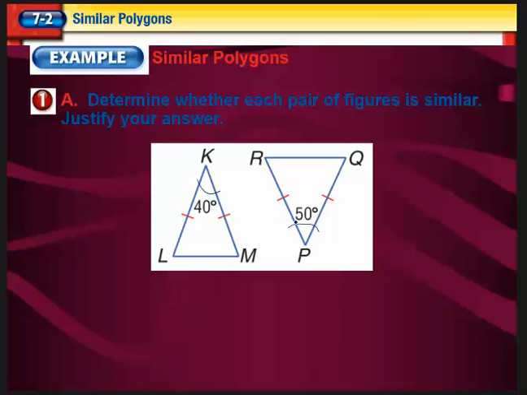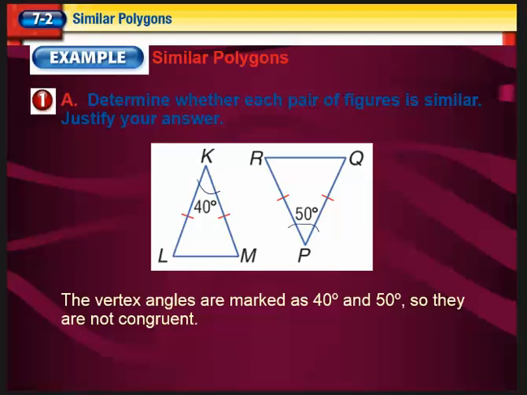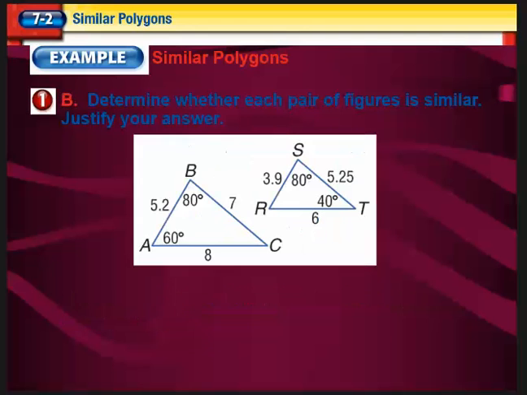Are they congruent? No. So right there I can stop and say no, they're not similar because my vertex angles are different. You should have recognized that these are isosceles triangles and that these two marked angles were the vertex angles, even though this one was upside down. Angle P corresponds with angle K. They are not the same, so they're not similar.